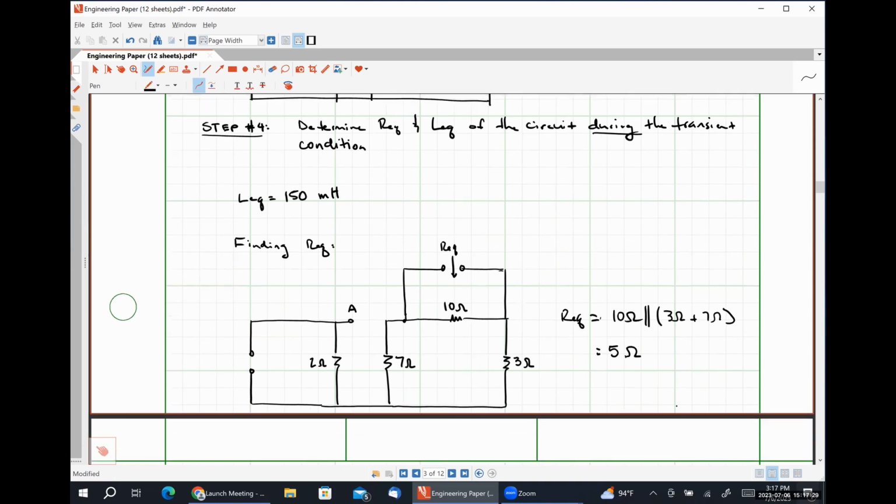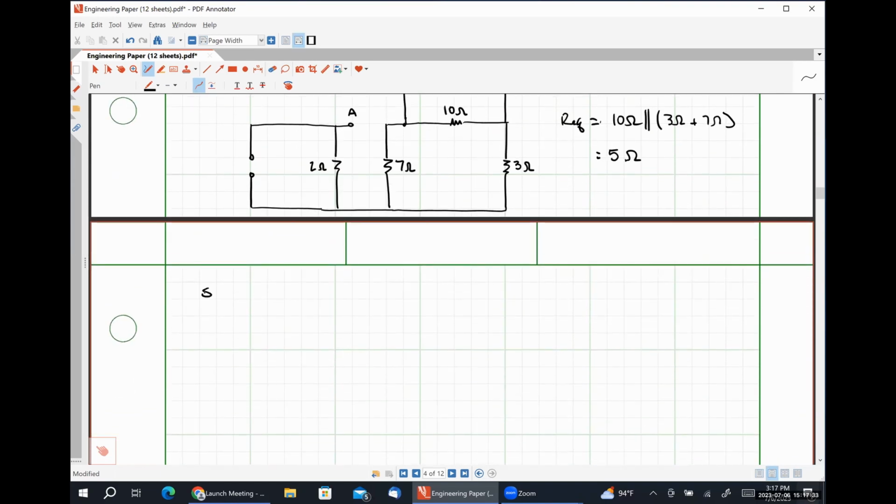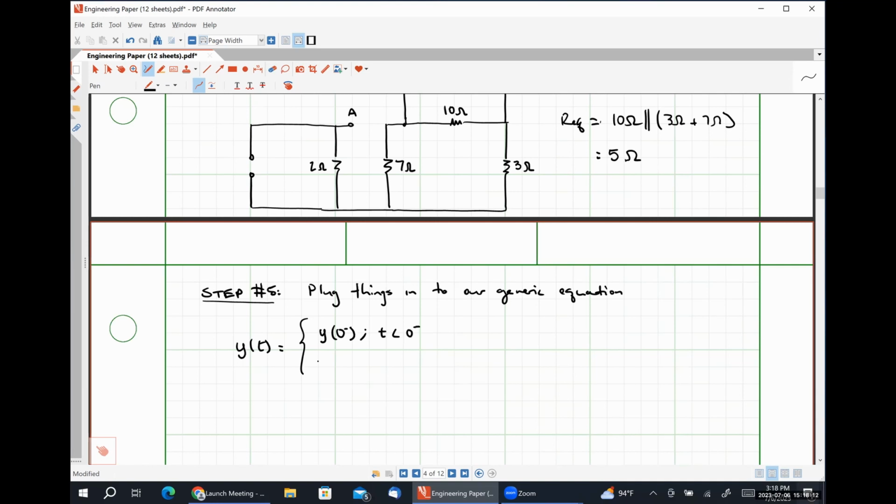All right, we're finally on our last step. So step number 5. We are going to plug things in to our generic equation. So to remind you, our generic equation is as follows. Y at 0- for t less than 0-, Y at 0+, e to the negative R over L t for t greater than or equal to 0+.